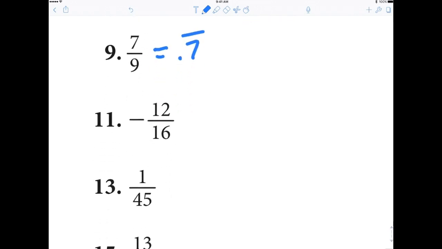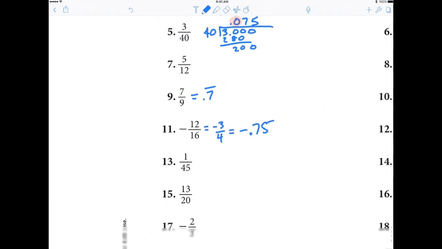Let's see what we could do to 11. Reduce that fraction, right? What can I reduce it by? First by 4, right? And then 2. So wait a minute, negative 3/4, right? Which is the same as negative 0.75. I like that.